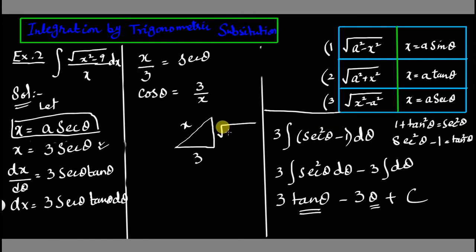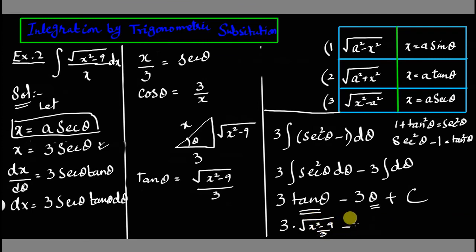So it will become square root of x square minus 9. By using the Pythagoras theorem, we can calculate the perpendicular, and now we can get the value of this angle will be theta. We can get the value of tangent theta, that will be square root of x square minus 9 by 3, and the value of theta you can get from here. So we can replace tangent theta by square root of x square minus 9 divided by 3 minus 3.